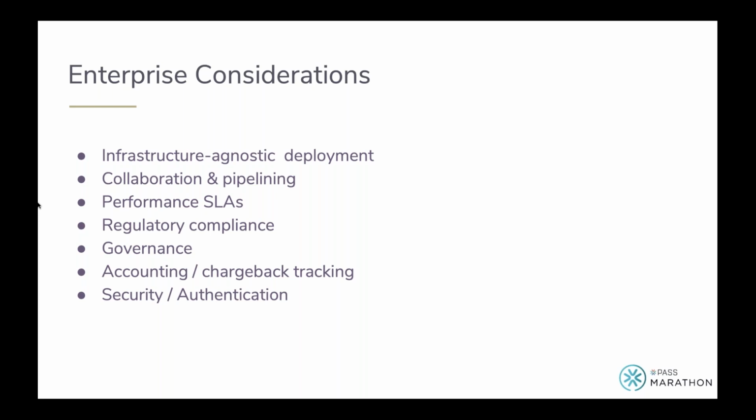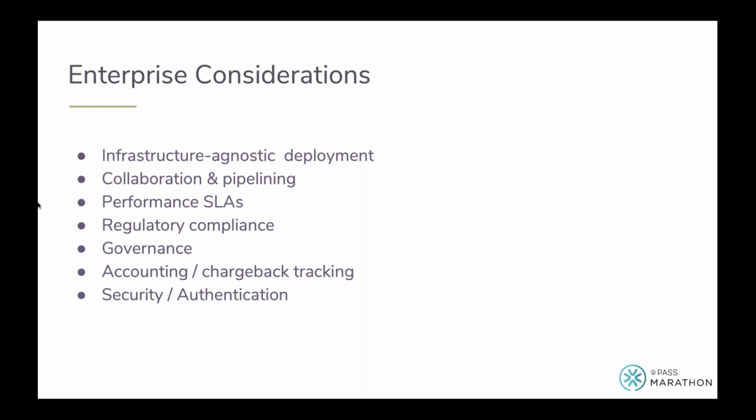You really want that. Think about how you're going to achieve collaboration, how you're going to achieve pipelining. Start thinking about, if I have different performance SLAs for my models, how am I going to tune my system to provide those SLAs? If you have regulatory compliance, how are you going to do the entire process? Governance falls into that.